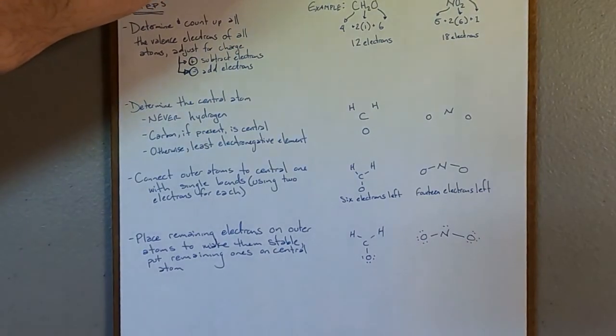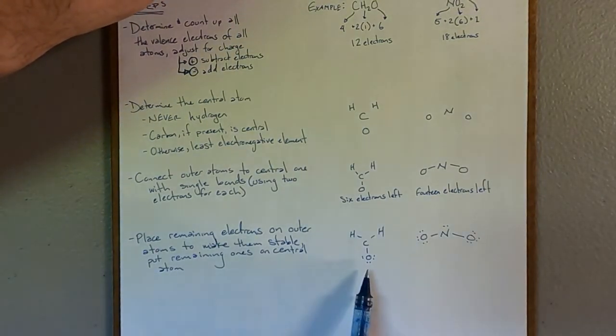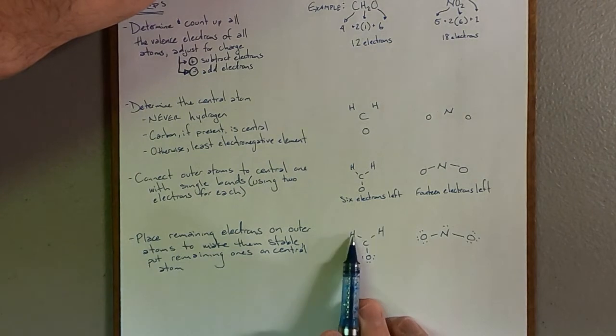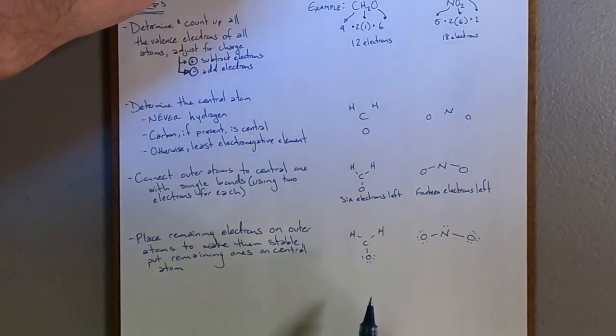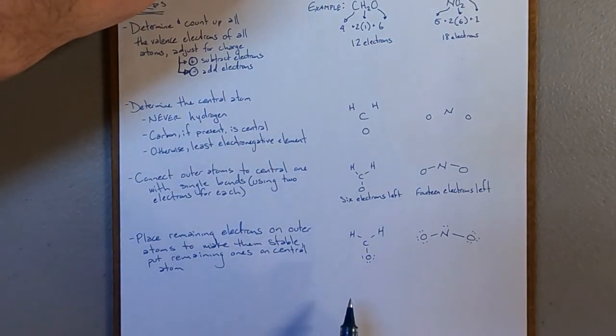Our last step is going to be that we check all atoms for stability, which means a hydrogen would be stable, having 2 electrons connected to it. Everything else would be stable, having 8 electrons connected to them. So we're going to check and see if all of our atoms have that.